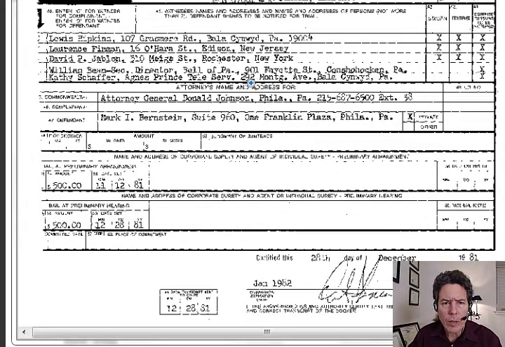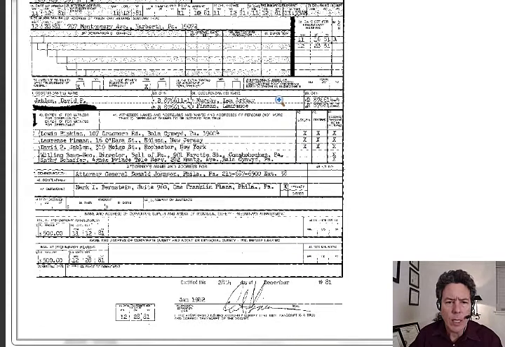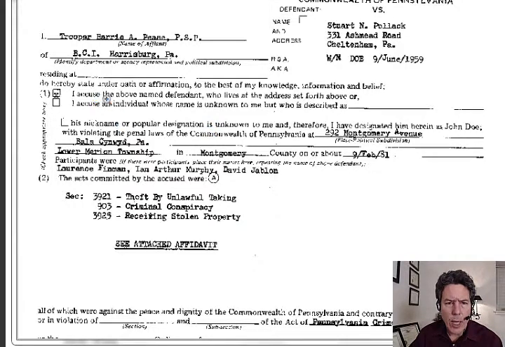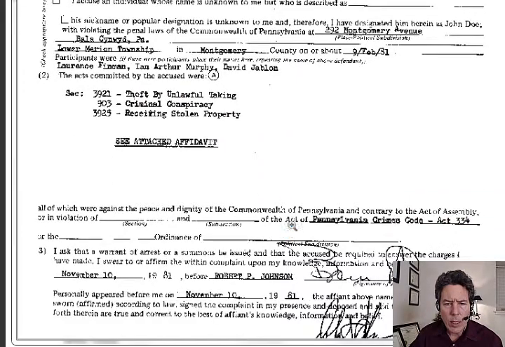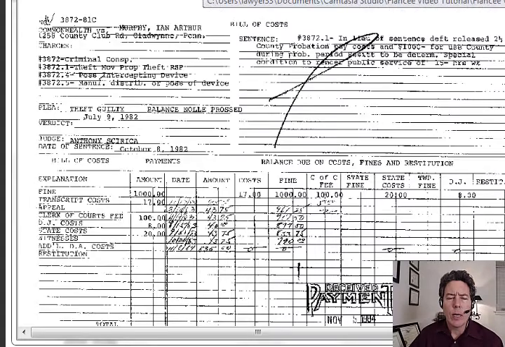Attorney name and address. Right, this looks like pretty much the same thing as the first one, so that's going to be interesting. This looks like another list of witnesses. And then this is another court document here. So we've got the "I accuse the above named defendant who lives at the address set above," and the warrant of arrest. So here is an arrest warrant. So this would be part of the criminal record that they'd want to see.